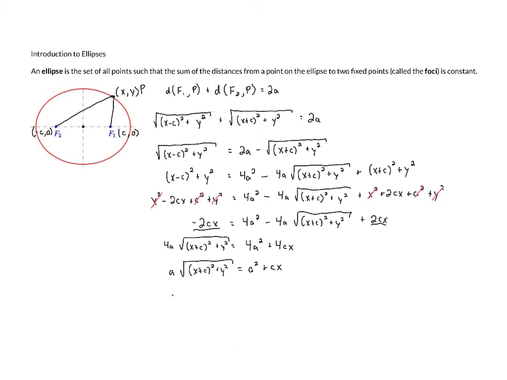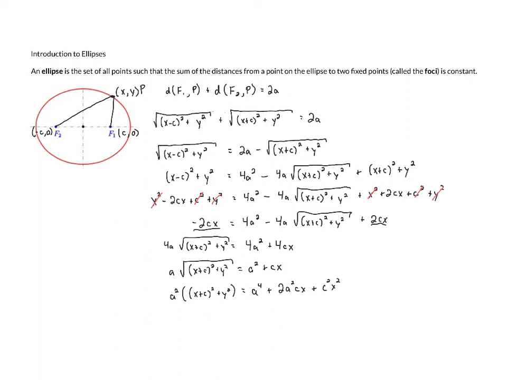When we do that on the left, squaring the a gives a squared, and squaring the square root cancels the square root, so we're left with (x plus c) squared plus y squared, getting multiplied by the a squared. And then on the right, when we square this, again, we've got to either use FOIL or use the special product formula. When we square the first term, we get a to the 4th, plus twice the product of those terms, so plus 2a squared cx, plus the last term squared, c squared x squared.